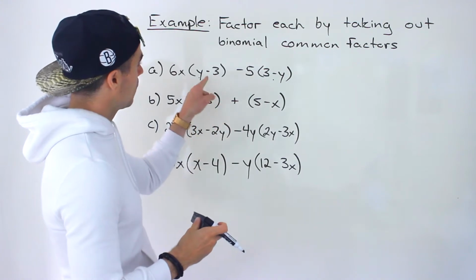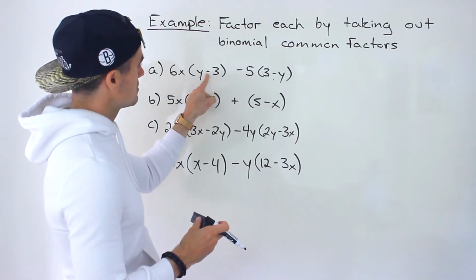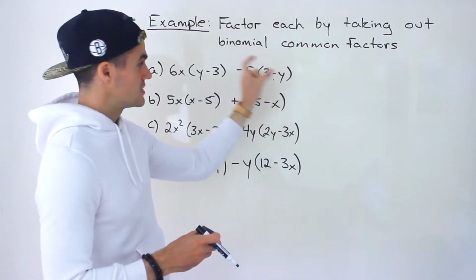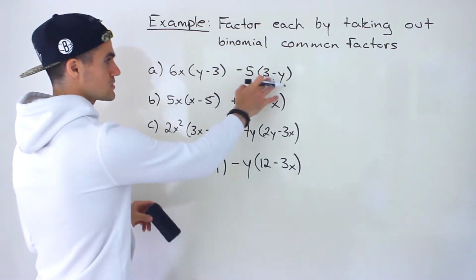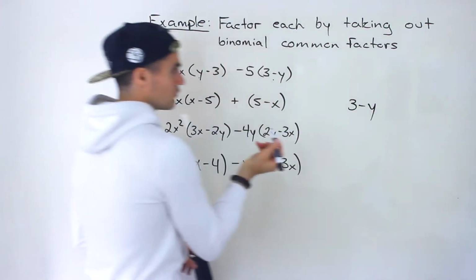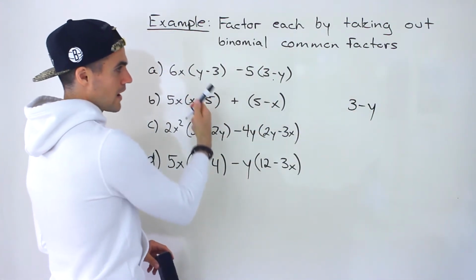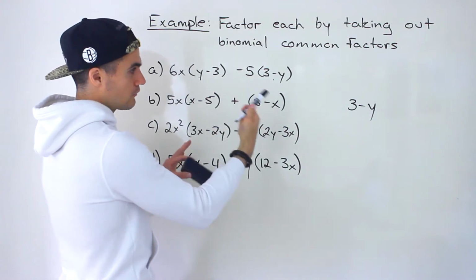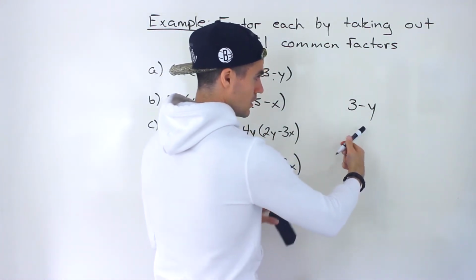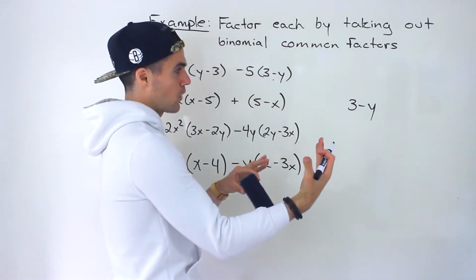What we've got to do is work with either this factor or this factor in order to convert it to be the same as the other one. So I'm going to take this 3 minus y and convert it so it's y minus 3. Well, they're never going to be equal, but we can change the format of this so that one of the expressions is y minus 3.